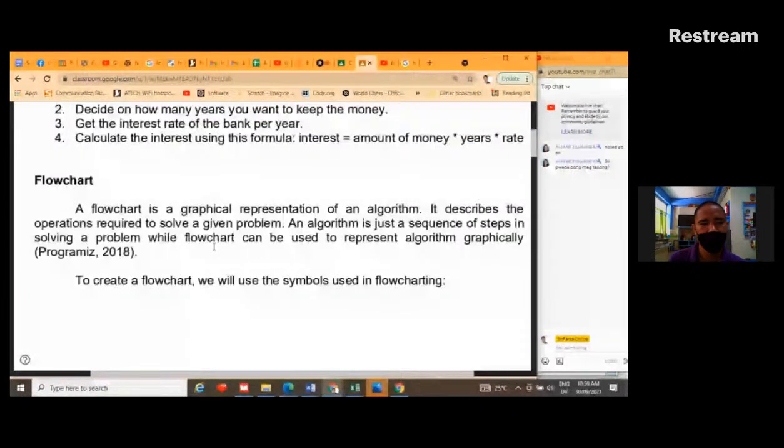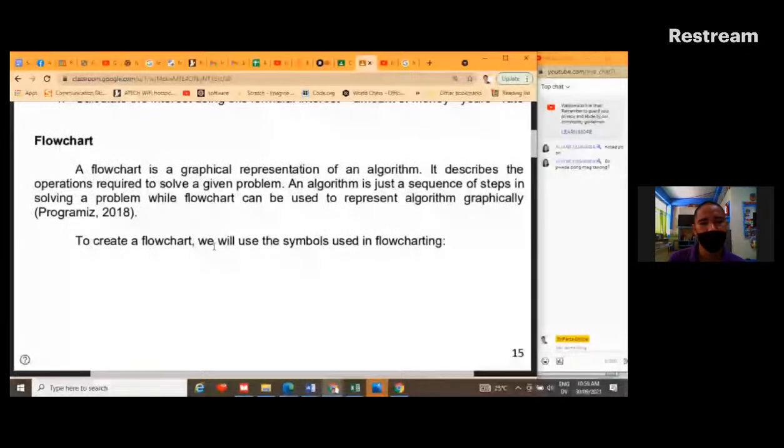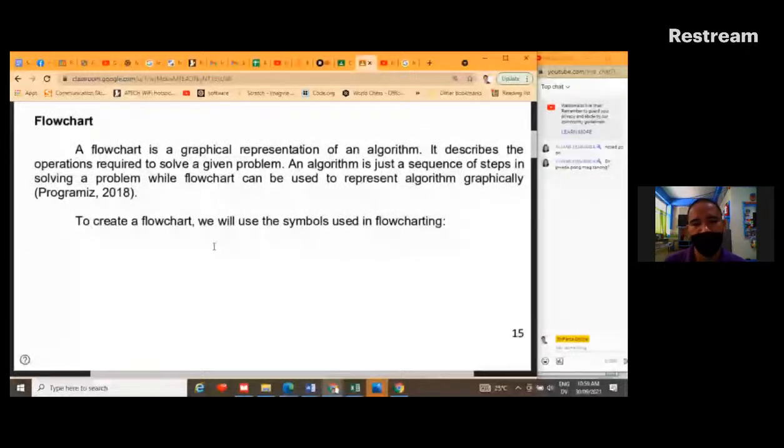So your flowchart is a graphical representation of an algorithm. It describes the operations required to solve a given problem. An algorithm is just a sequence of steps in solving a problem, while a flowchart can be used to represent an algorithm graphically, according to Programmist 2018. So we have different symbols for creating a flowchart.